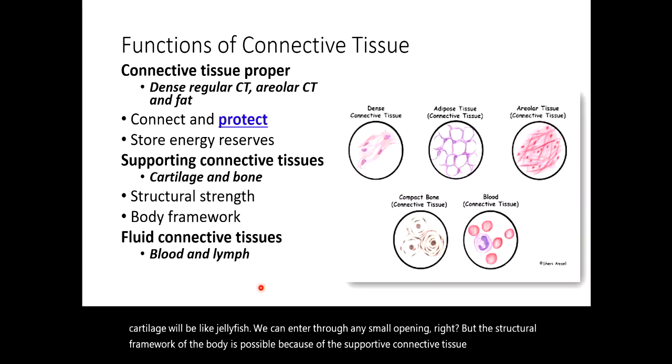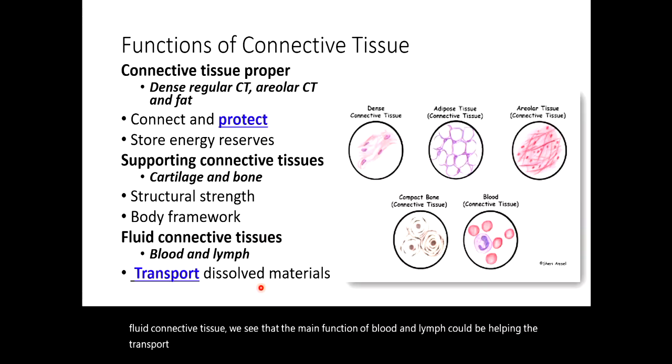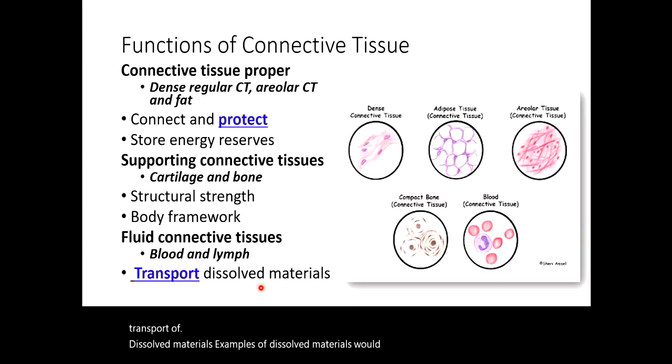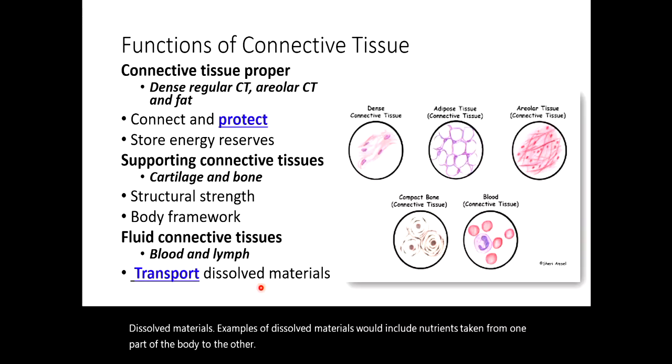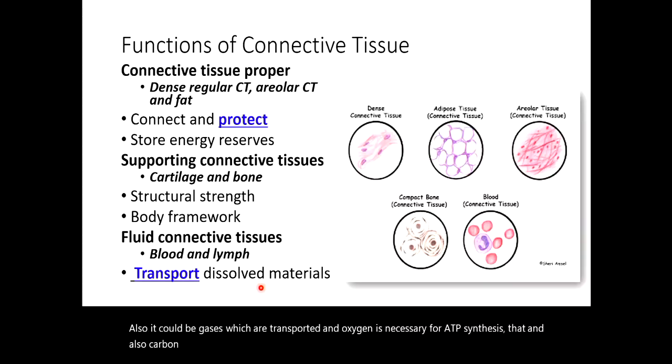Moving on to fluid connective tissue, we see that the main function of blood and lymph could be to help in the transport of dissolved materials. Examples of dissolved materials would include nutrients taken from one part of the body to the other. Also, it could be gases which are transported, and oxygen is necessary for ATP synthesis, you know that, and also carbon dioxide is transported in the blood. And finally, wastes which are produced by the cells can also be transported in the blood as well.